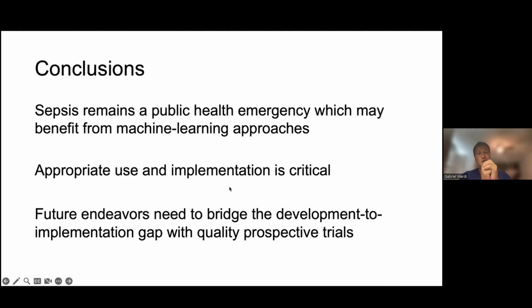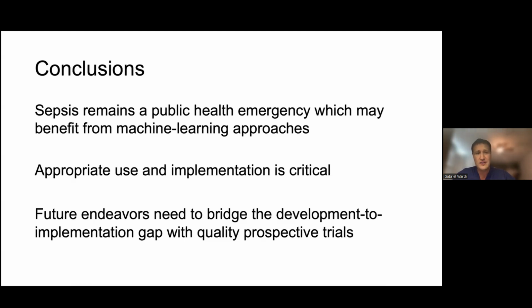So here are the conclusions from this talk. First of all, I do think sepsis remains a public health emergency, and using artificial intelligence to help providers identify cases, I think there's certainly a strong case for it. We saw how Epic's model did not perform as well, and that really making sure there's appropriate use, external validation of the model before use and implementation, becomes absolutely critical.